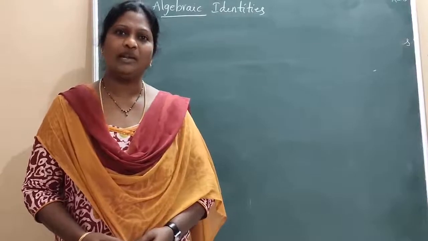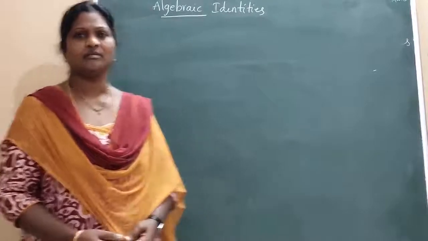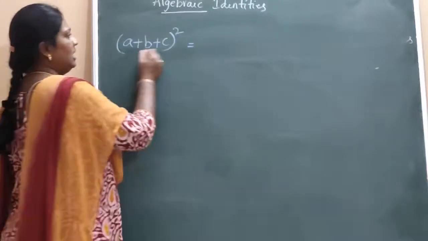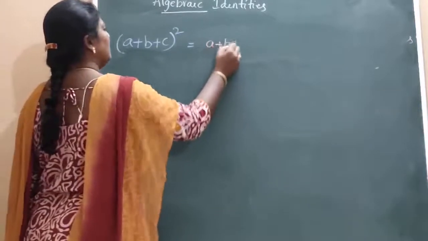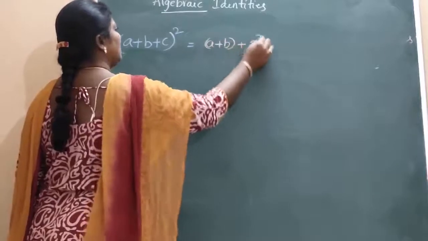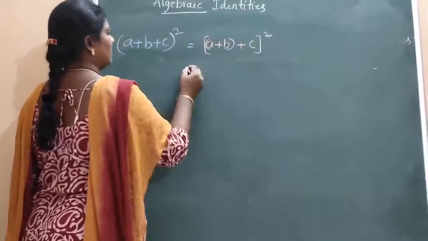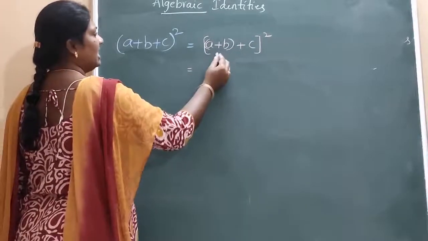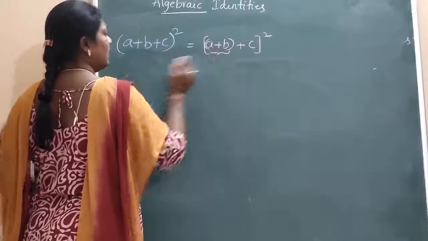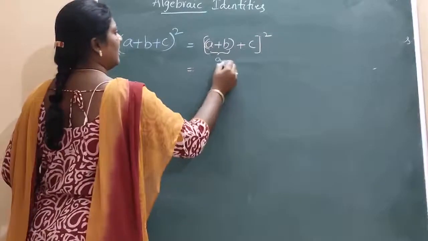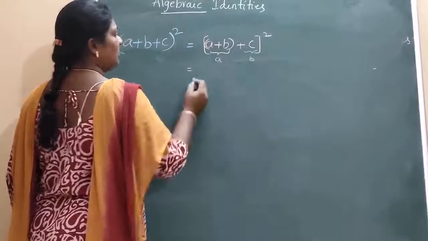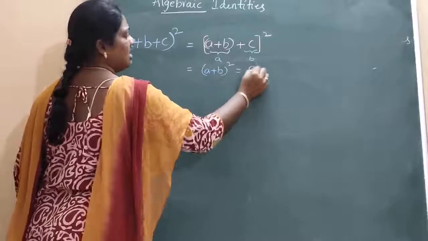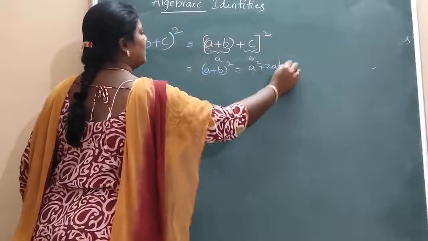Let's compute a plus b plus c whole square. Let's regroup the terms. Here a plus b plus c whole square. Let this a plus b be a and c be b. We know that a plus b whole square equals what? A square plus 2ab plus b square.